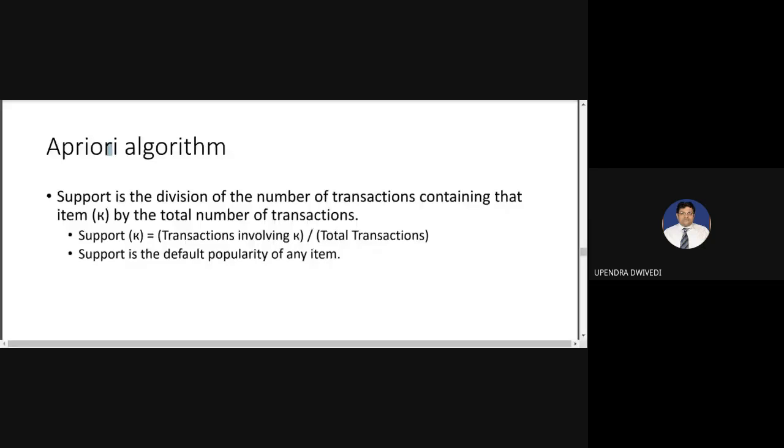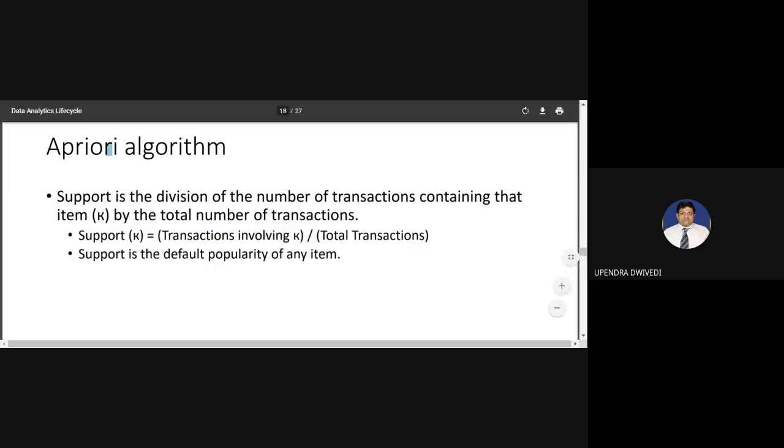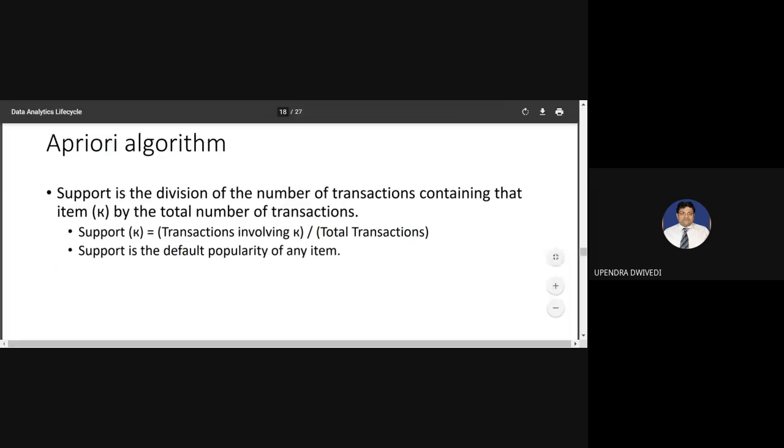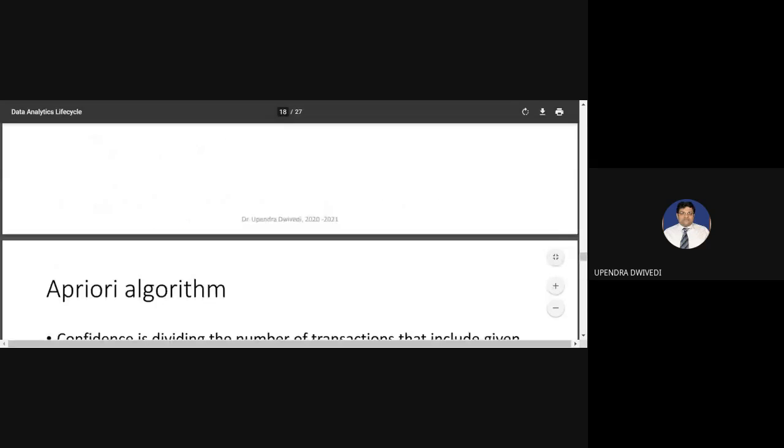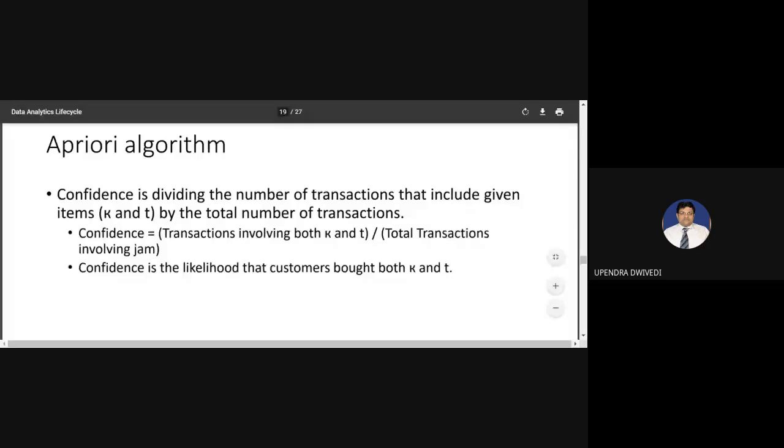So suppose you get a question where you have a data set and you have to find the most popular item within the data set. You can calculate the support of that particular item. Now, the second one is confidence. Confidence is dividing the number of transactions that include a given item K by the total number of transactions.